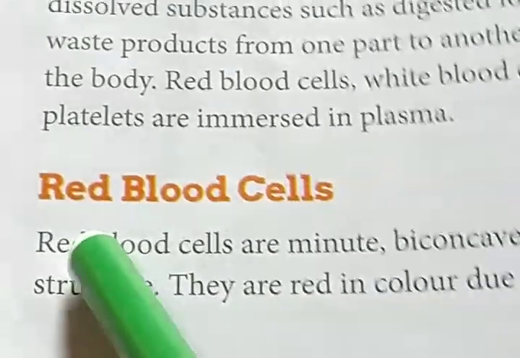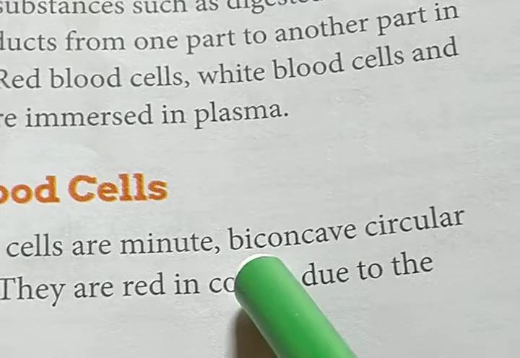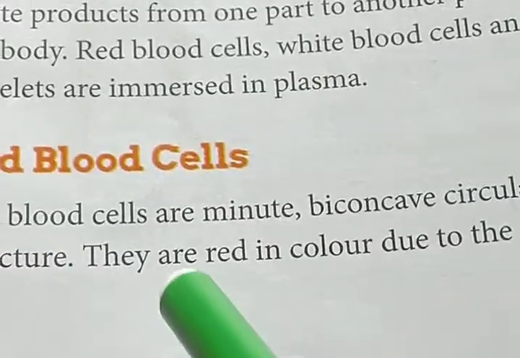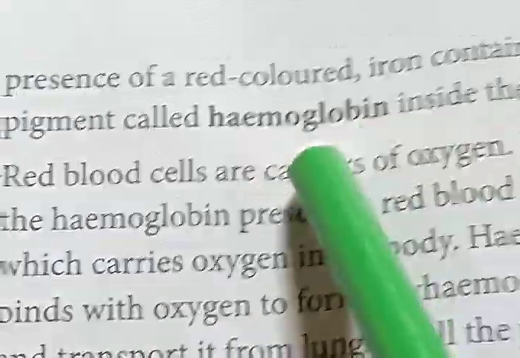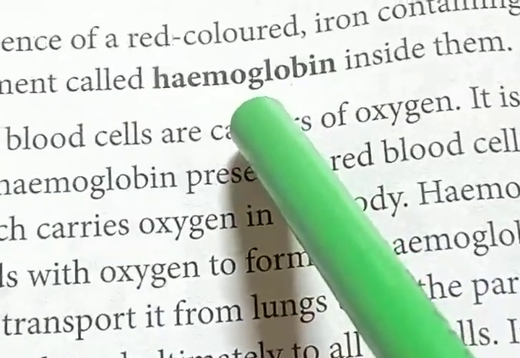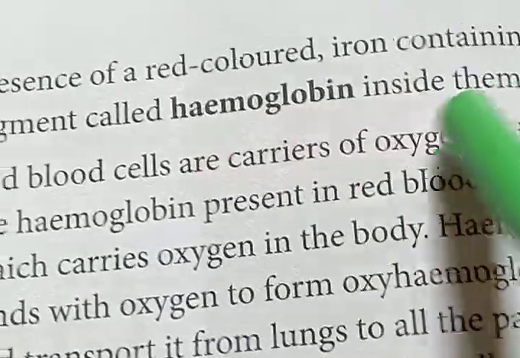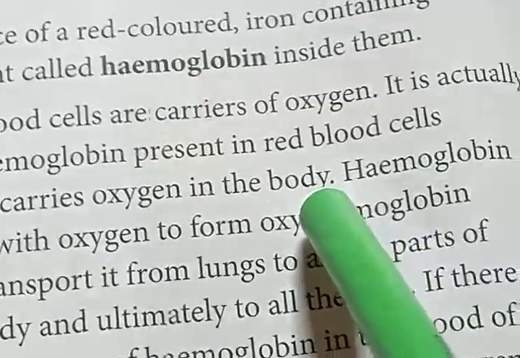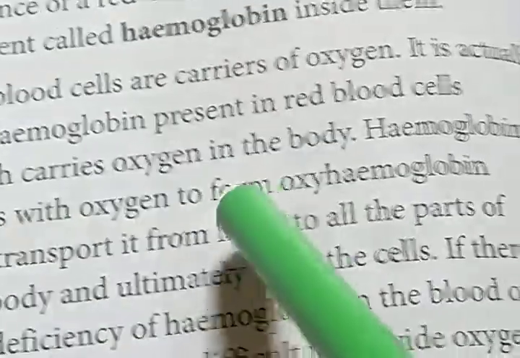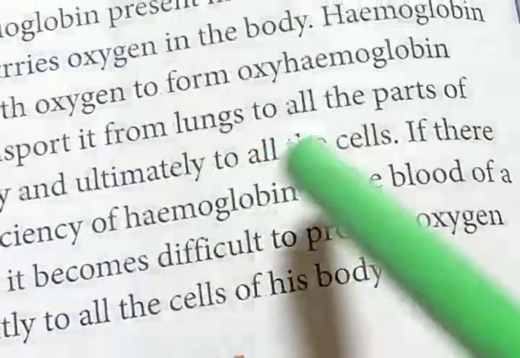Now RBC or red blood cells. Red blood cells are minute, too teeny, biconcave circular structures. They are red in color due to the presence of a red-colored, iron-containing pigment called hemoglobin. Red blood cells are carriers of oxygen. It is actually the hemoglobin present in the red blood cells which carries oxygen in the body. Hemoglobin binds with oxygen to form oxyhemoglobin and transports it from the lungs to all parts of the body and ultimately to all the cells.